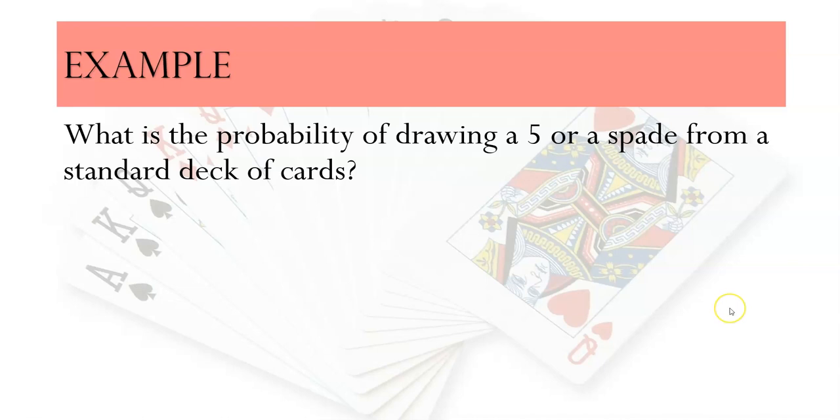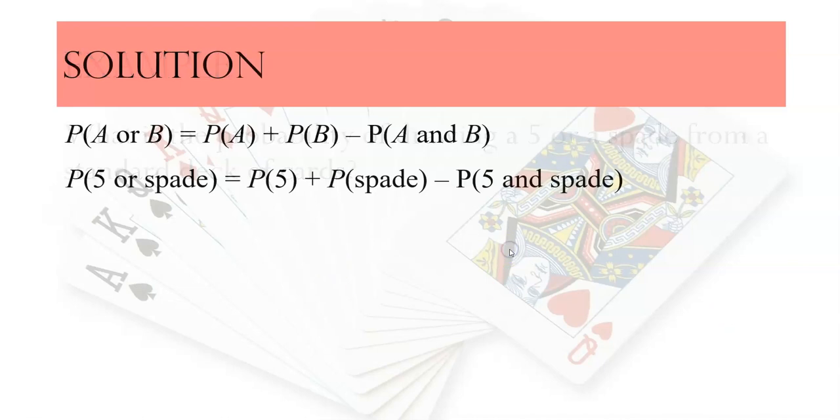So what is the probability of drawing a 5 or a spade from a standard deck of cards? We need to figure out how many ways can we pick a 5, how many ways can we pick a spade, and what is the overlap? I'm going to need to subtract that out so we don't double count it.